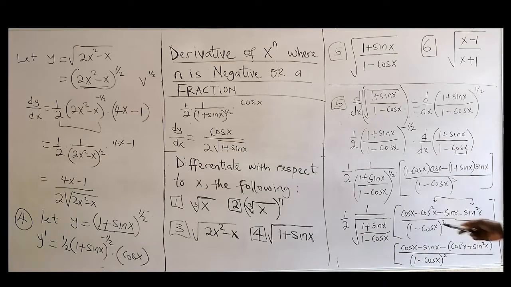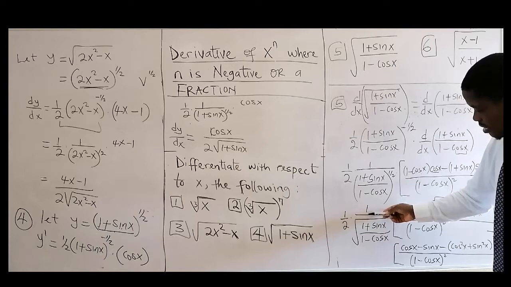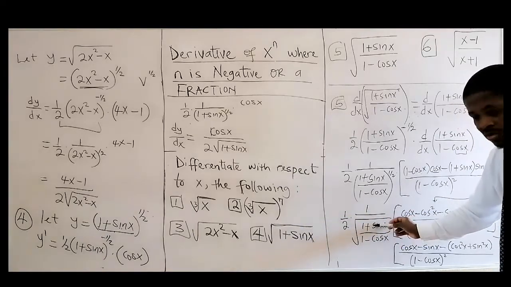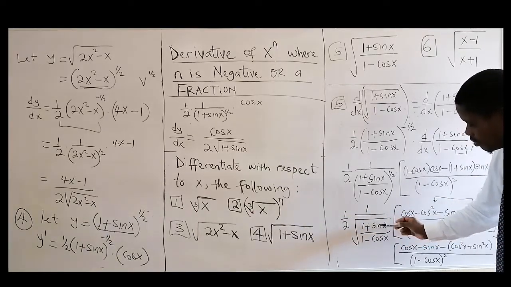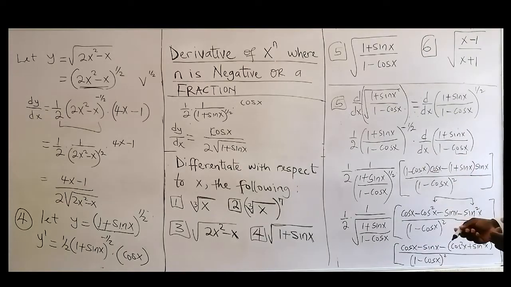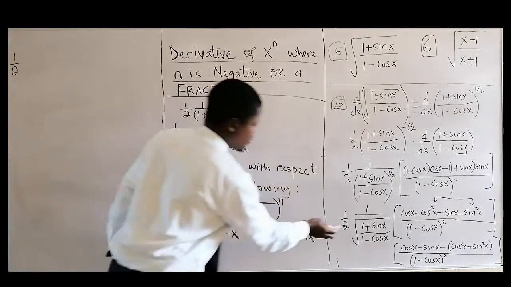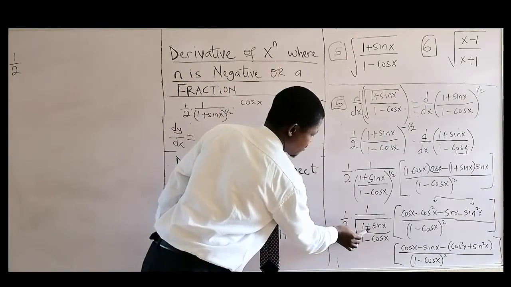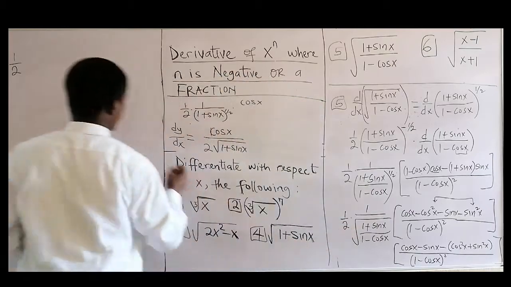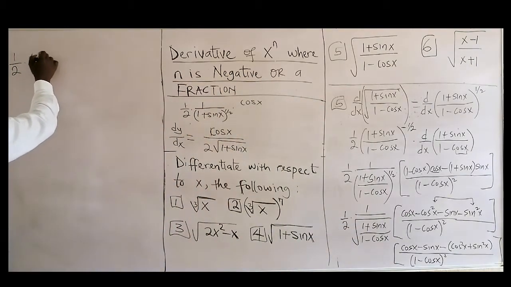And this one, don't forget this one. There's 1 here, 1 on this fraction. So it's going to flip this one upside down. So that will be equal to half into brackets. I said this one will be flipped upside down. This is a fraction, and there's 1 on top, so it will become 1 minus cos x.